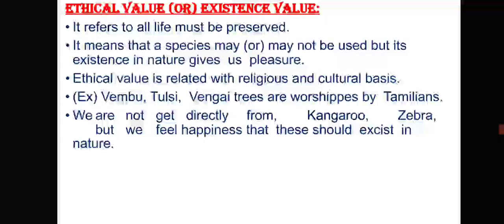Then ethical value or existence value. It implies that all life must be preserved. It means that a species may be used or may not be used, but its presence on the earth gives pleasure to us. This ethical value is also related to religious as well as cultural basis. For example, Vembu, Tulasi and Vengai trees are worshipped by Tamilians. Even though we do not directly get anything from the kangaroo or zebra, we feel some happiness that these exist in nature. So a species may be used or may not be used, but their presence gives us happiness, and that type of value is called ethical value.